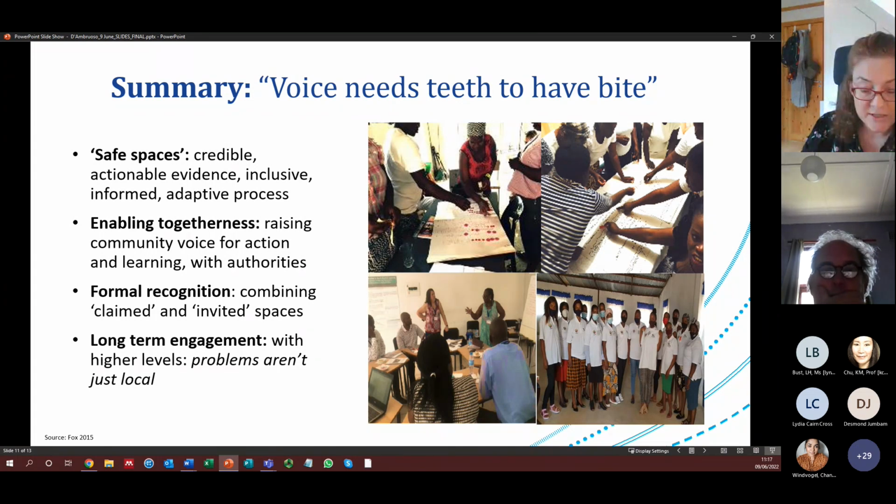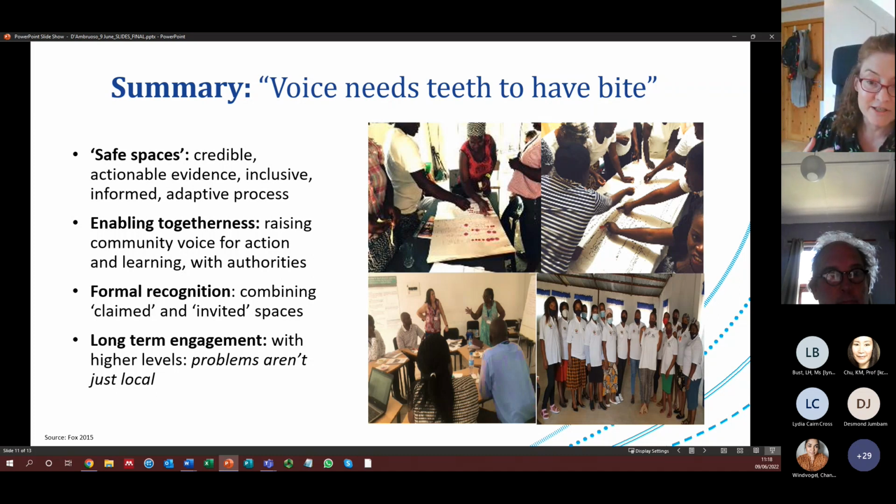There was formal recognition and uptake in other settings, which has helped give the voice teeth through these claimed and invited spaces combined. Achieving bite, though, is going to require a longer-term engagement, sustained connections, and with higher levels of the system. The problems surfaced aren't just local.